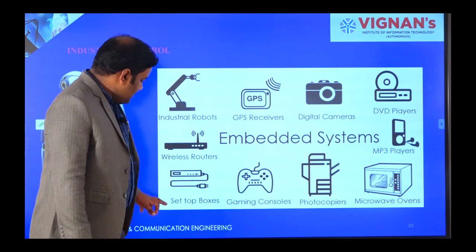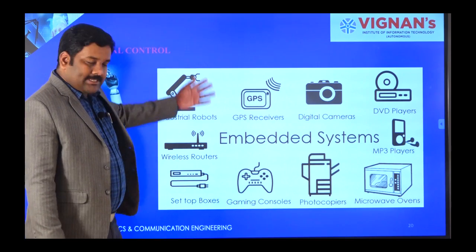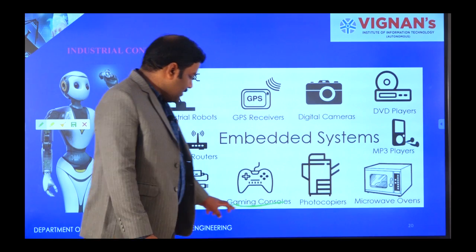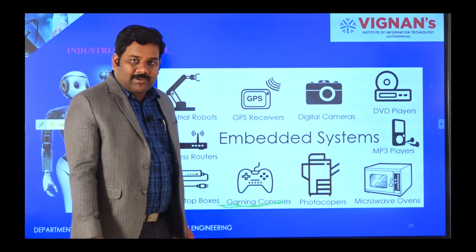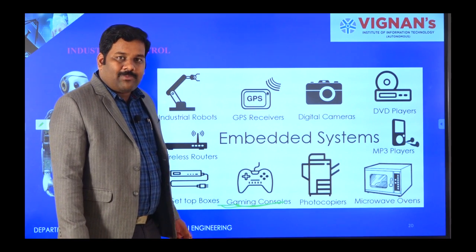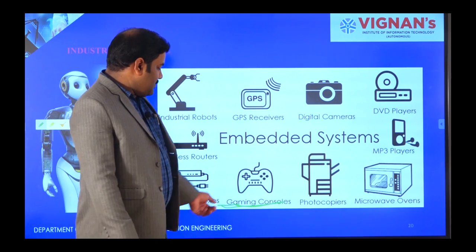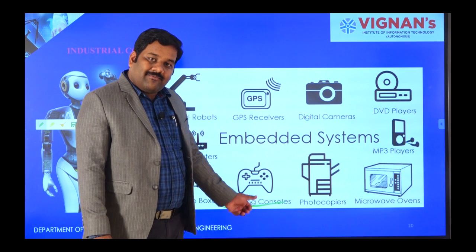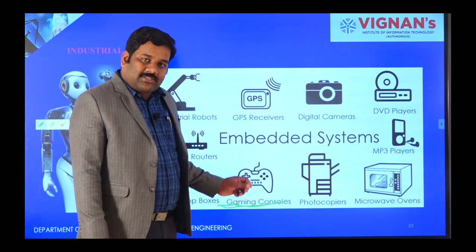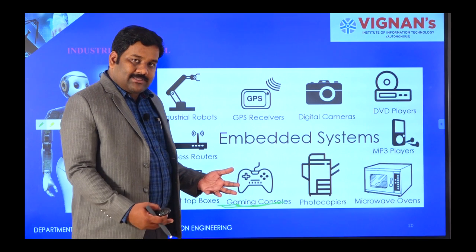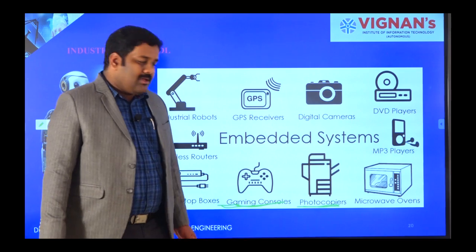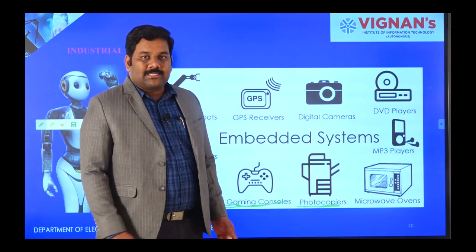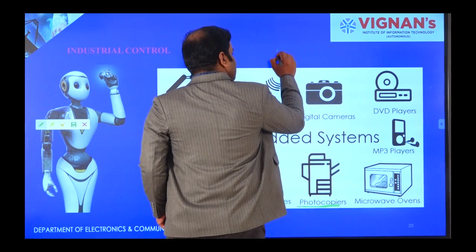And next one is set-top boxes, which I have already explained. Next, gaming consoles. Most of the people are very familiar with 3D games or else PUBG games. Nowadays you people are mostly playing on your mobile smartphones. Similarly, gaming consoles help any student to monitor the display system and play the games. And photocopiers. How does the system provide duplicate copies?